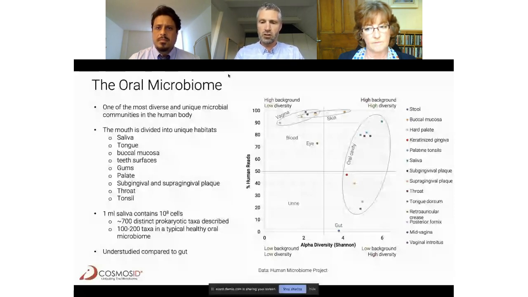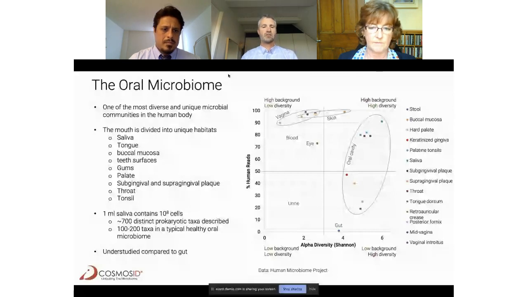Another distinct feature of the oral microbiome is its very high alpha diversity compared to other sample types. Here are a few stats on the oral microbiome. 1 milliliter of saliva contains, for instance, 100 million cells. And today, about 700 distinct prokaryotic taxa have been described in the context of the oral microbiome. However, a healthy oral cavity typically only harbors 100 to 200 taxa.